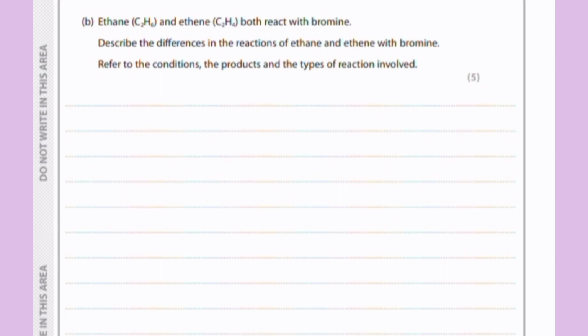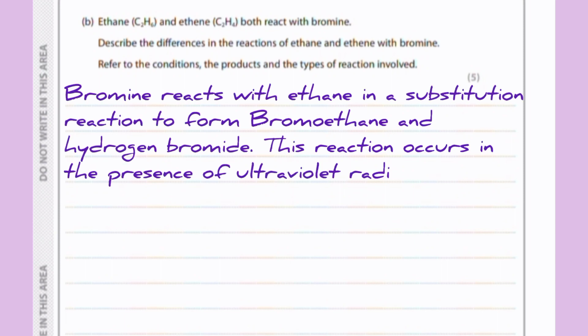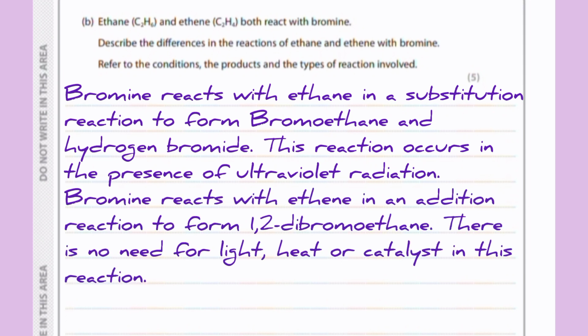Ethene is an alkene, as we can see from the ending ene. Alkenes can easily add bromine. This is an addition reaction, and there is no need for any specific conditions, and this forms 1,2-dibromoethane. Therefore, the answer is bromine reacts with ethane in a substitution reaction to form bromoethane C2H5Br and hydrogen bromide HBr. This reaction occurs in the presence of ultraviolet radiation. Bromine reacts with ethene in an addition reaction to form 1,2-dibromoethane. There is no need for light, heat, or any catalyst in this reaction.